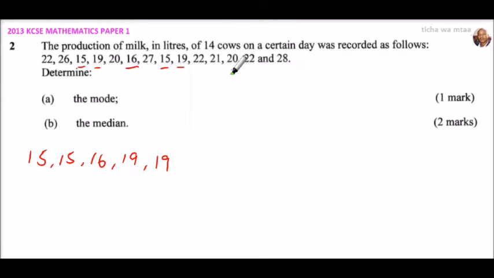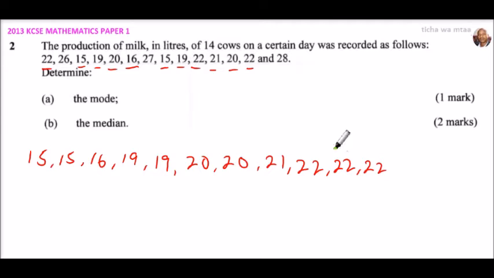So we have 20, and we have another 20 here. Be careful not to skip the numbers. Look at 21. We have 1 here. I don't see another 21. We look at 22. We have that one, we have another one here, another 22, another one here. We don't have any other.